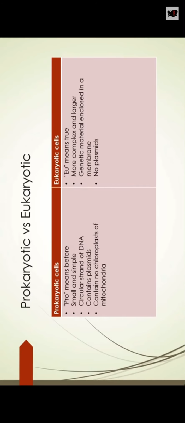And eukaryotic cells have evolved from prokaryotic cells to be more complex and larger. So prokaryotic cells are small and simple. Examples of prokaryotic cells are bacterial cells, whereas eukaryotic cells are things like animal and plant cells. Now, because prokaryotic cells are quite small, they don't contain any chloroplast or mitochondria because these structures are actually too big to exist in these sort of cells.